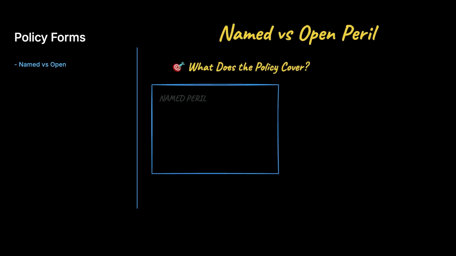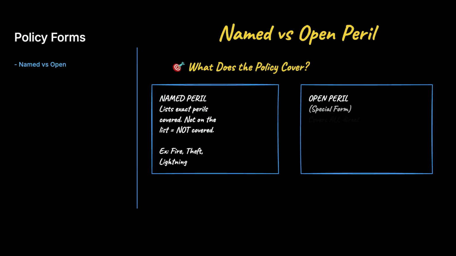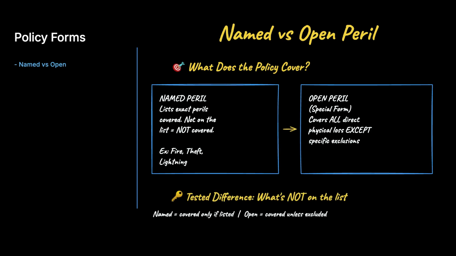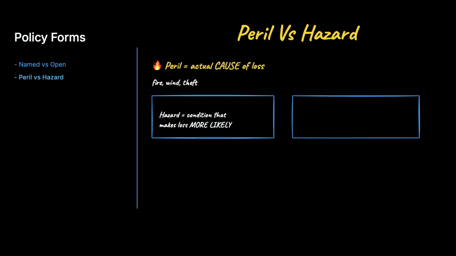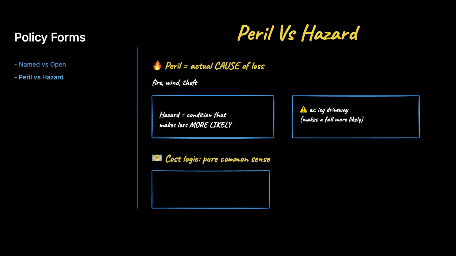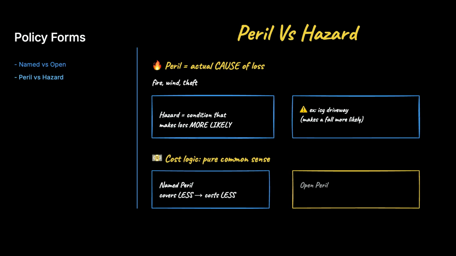Next, one of the most heavily tested areas: how a policy decides what's covered. There are two philosophies. A named peril policy lists the exact perils it covers, and if a cause isn't on the list, you're not covered. An open peril policy, also called special form, covers every direct physical loss except those specifically excluded. Quick but important, know the word peril. A peril is the actual cause of loss: fire, wind, theft. Don't confuse it with a hazard, a condition that makes a loss more likely or severe.